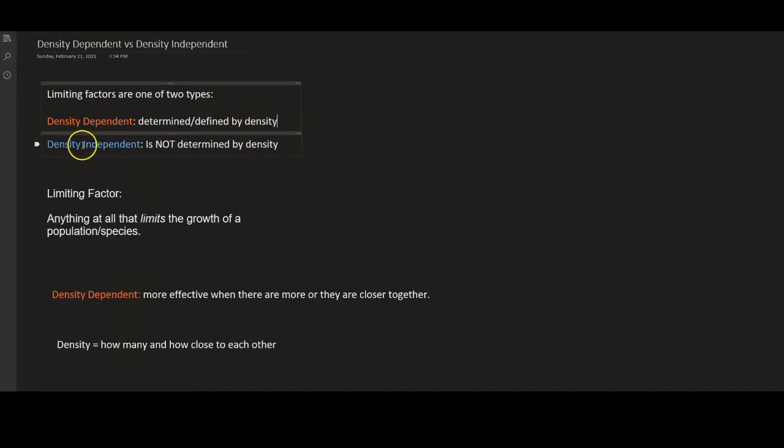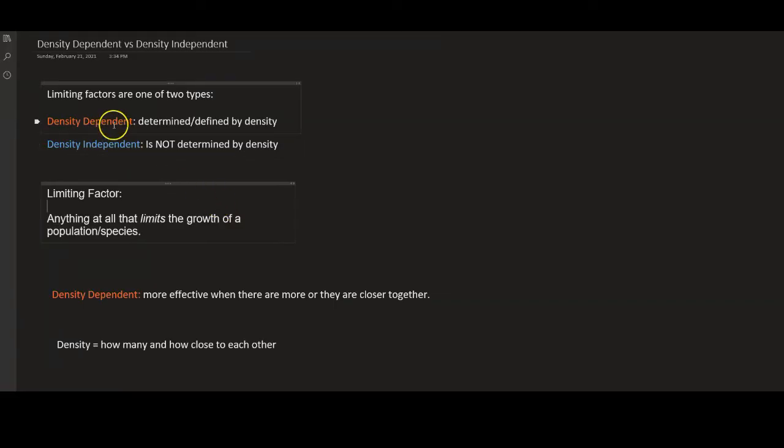by something. Independent means not determined or defined by something. So when we add the word density, it means it's determined or defined by density. And density independent, not determined or defined by density. Cool. Then we're looking at density dependent and independent limiting factors. Just as a reminder, a limiting factor is anything that limits the growth of a population or species.